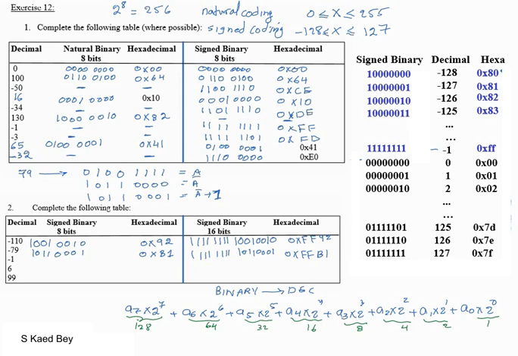Now we know, we proved this before, that minus 1 is simply all 1s. Expanding this to 16 bits would be 16 1s.